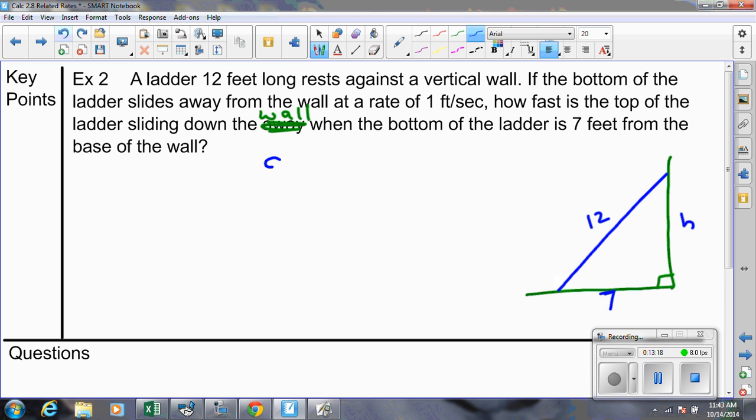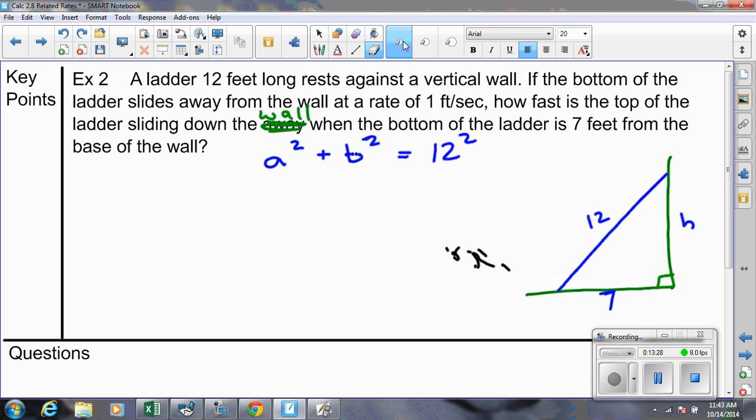In general, we'd have legs squared plus legs squared equals the hypotenuse squared. And we know the hypotenuse is a fixed 12. That doesn't change.